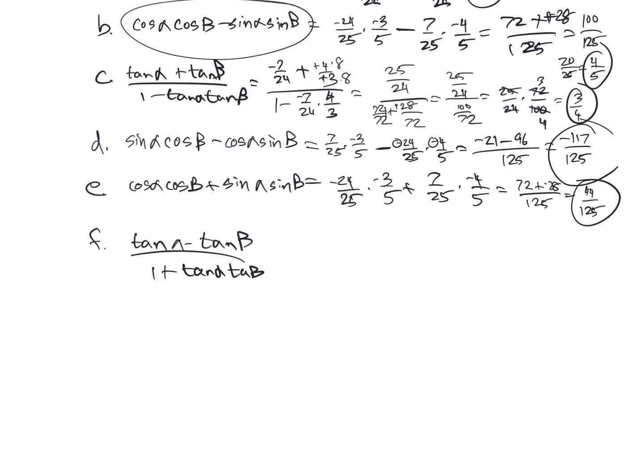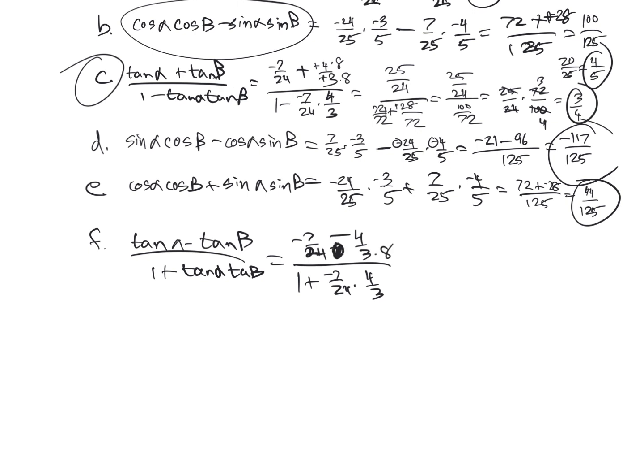So I'm just going to use C here to help us. So that's negative 7/24 plus 4/3, all over 1 plus negative 7/24 times 4/3. I'm sorry, this was a minus sign here.